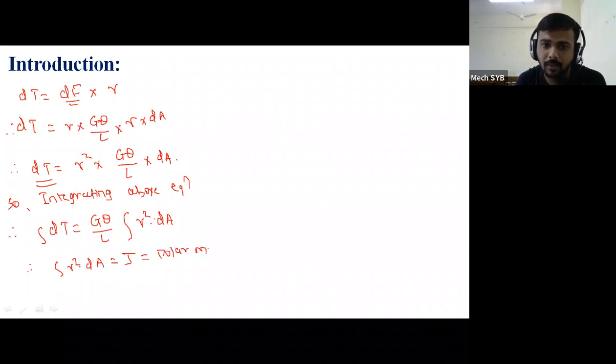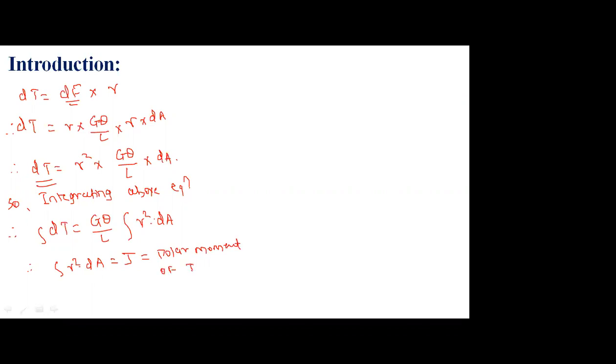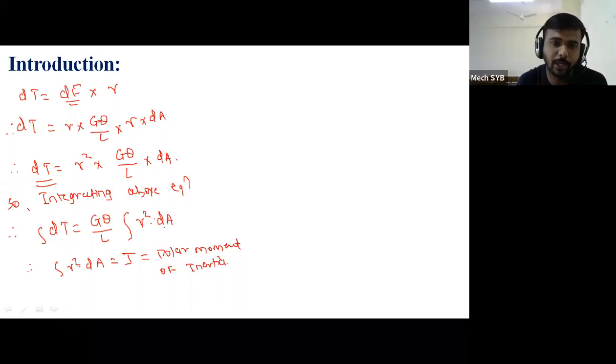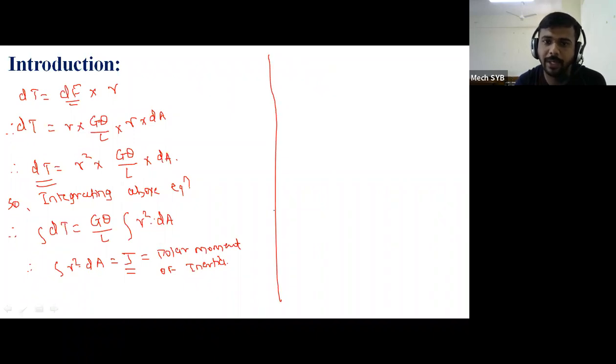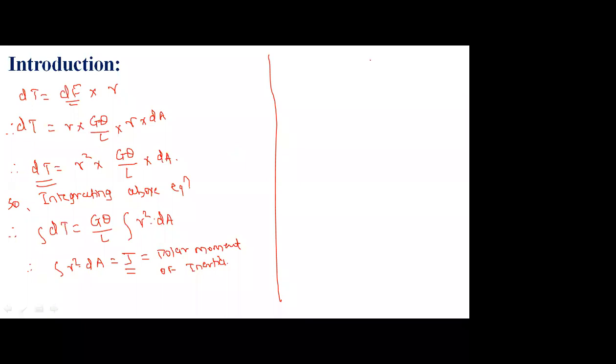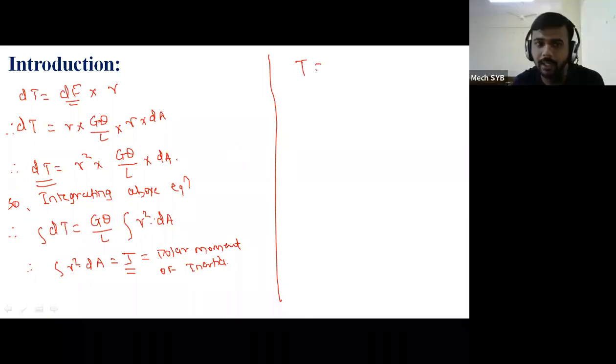Polar moment of inertia. The integration of r square into dA, this we are replacing with J as a polar moment of inertia. Then the integration of dT, what is the integration of dT? T, as a capital T. G theta by L is the constant term as it is, G theta by L into the integration of r square into dA, means your capital J.